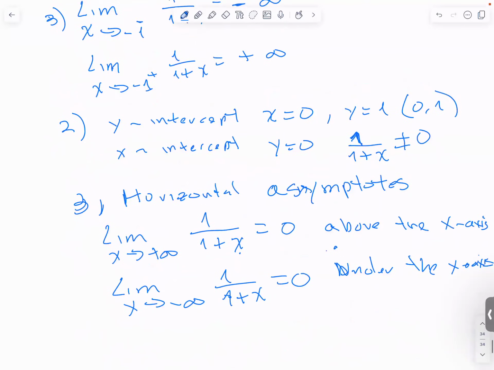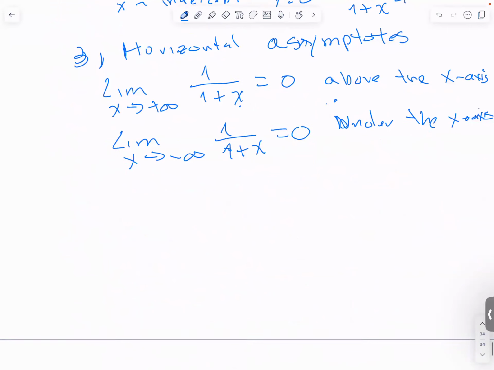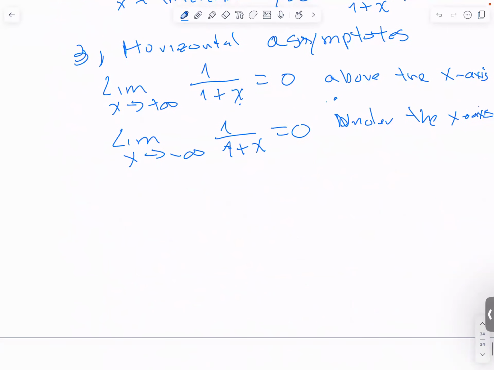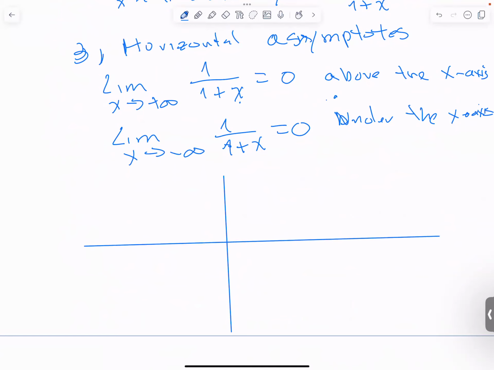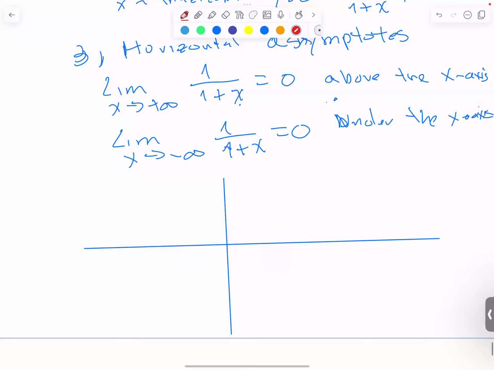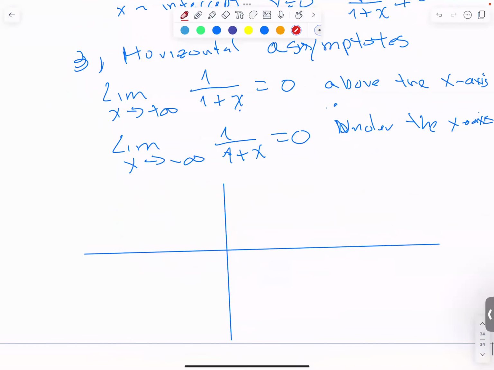Now we have an idea. Okay, so far we can have this. We have this. The function intercepts the y-axis at 0, 1. Here is 1.